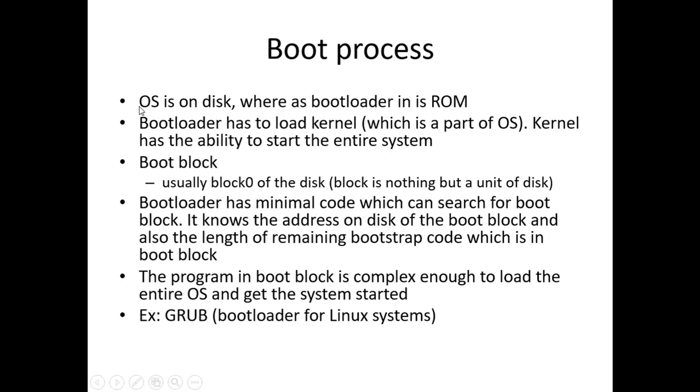We know that the operating system is on the hard disk, and the bootloader is in ROM. The main activity the bootloader has to perform is to load the kernel. The kernel is a major part of the operating system, and it has the ability to start the entire system. So the flow is that the bootloader should find the kernel, load it to RAM, and then the kernel would start the entire system.